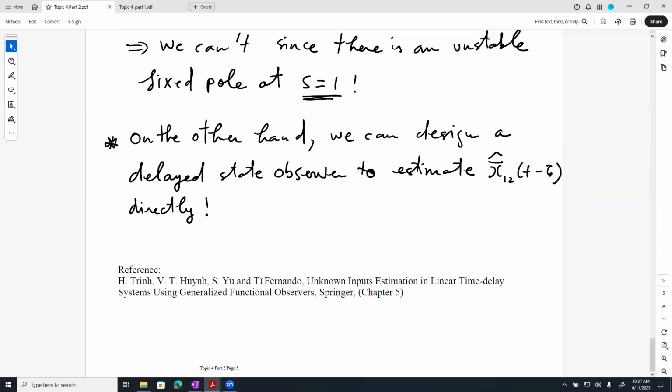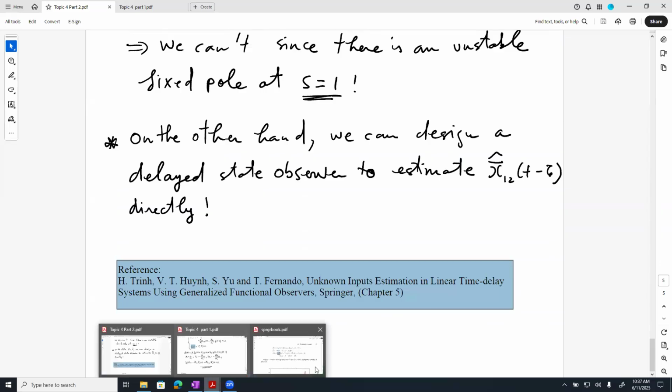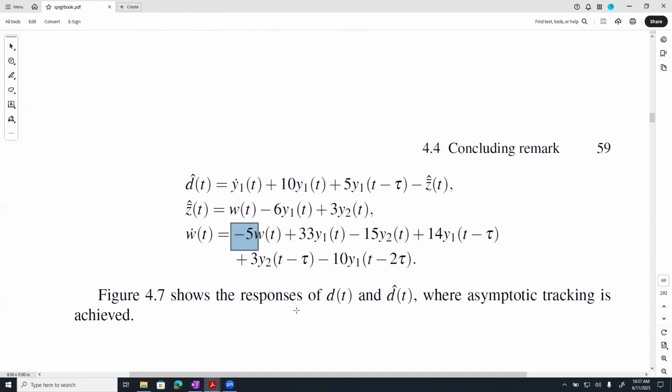Okay, so all of this was reported in our books, chapter 5. I don't know whether chapter 5, but actually chapter 4, sorry. Okay, chapter 4.